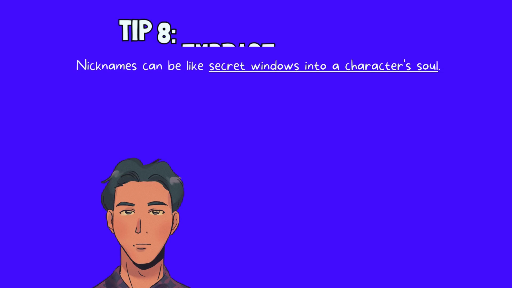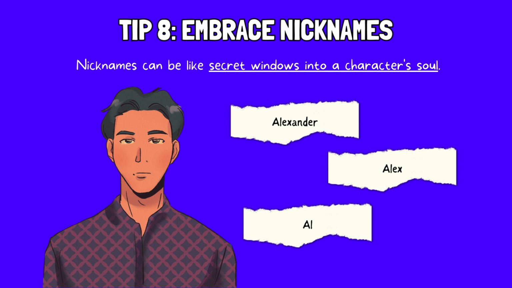Tip 8. Embrace nicknames. Nicknames can be like secret windows into a character's soul. For a character named Alexander who fiercely guards his independence, the formal Alexander might be used by acquaintances, while a close friend might use the shorter, more casual Alex. This reflects the different dynamics in his relationships.